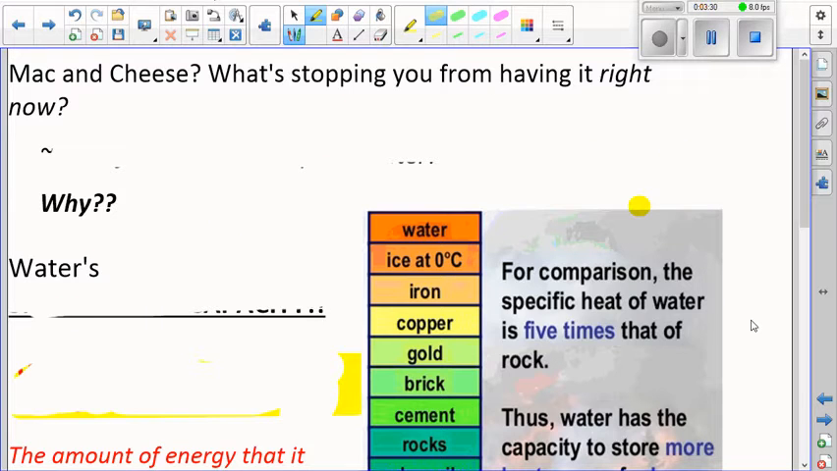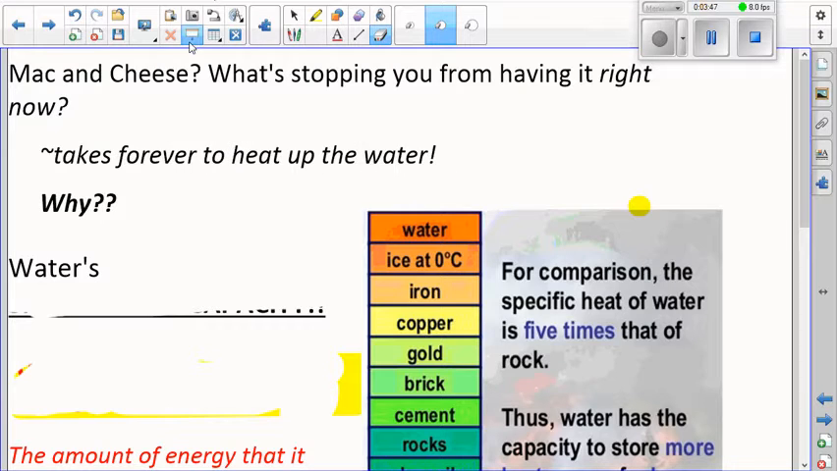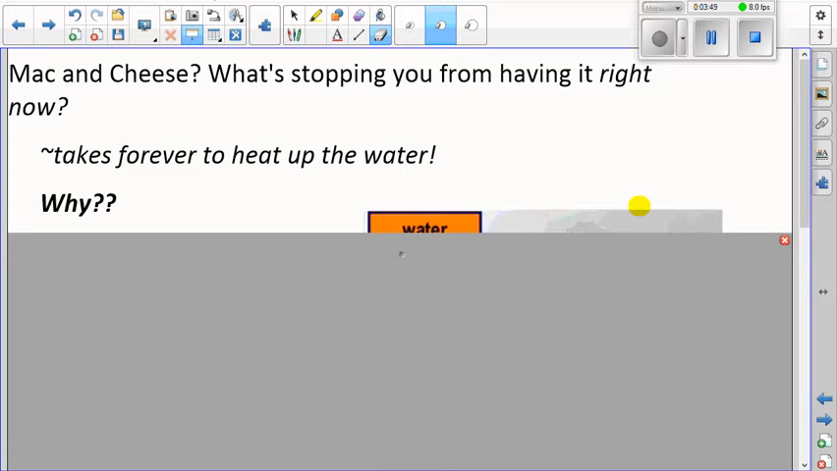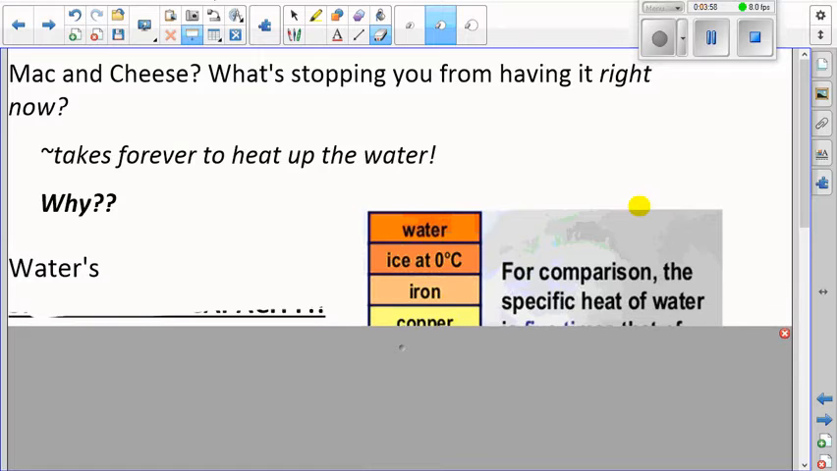Okay. Now, if I want to eat mac and cheese right now, let's pretend I'm in my kitchen. I got the pot of water right there. I just set it on the stove. I've got my box of mac and cheese. Am I going to be able to eat mac and cheese in the next 60 seconds? Well, no, of course not. Because it takes forever to heat up that water, doesn't it? Have you ever thought about why it takes so long for water to heat up and start boiling? Well, it's because of water's specific heat capacity. So that price to change the temperature of water. The reason why it takes water forever to heat up is because of its specific heat capacity.